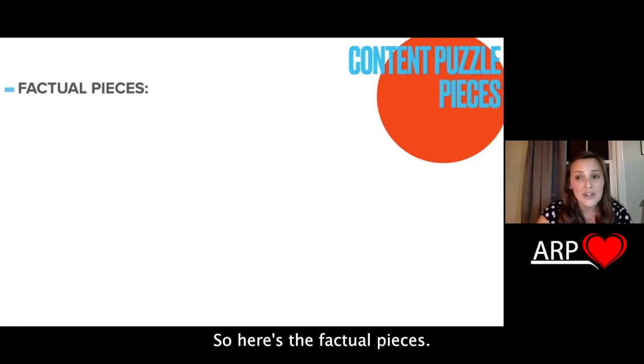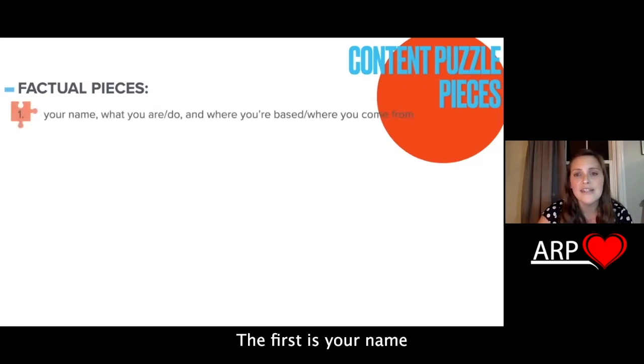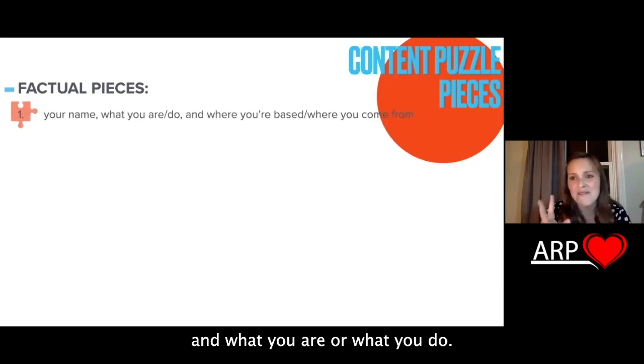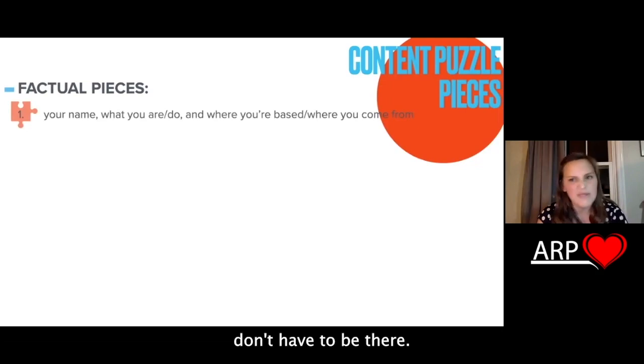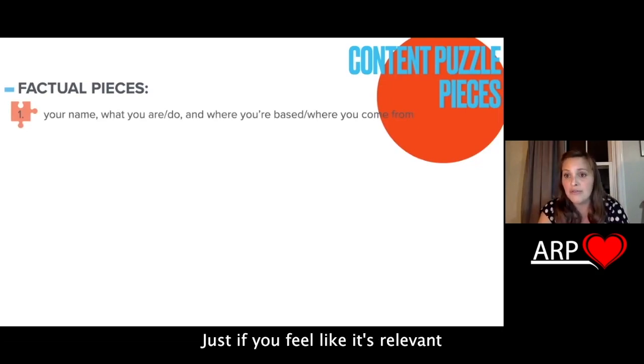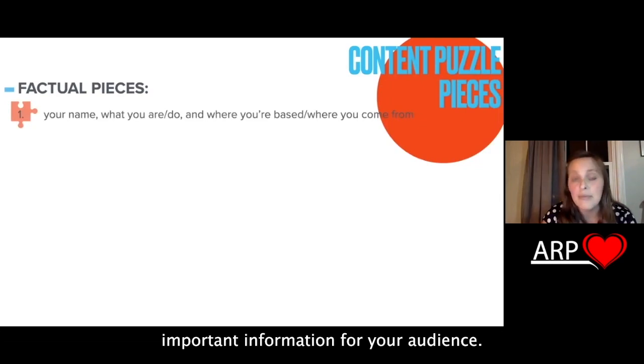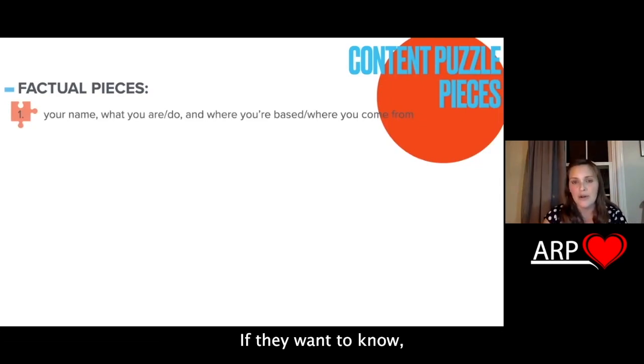So here's the factual pieces. The first is your name and what you are or what you do. Those 2 pieces absolutely need to be in a bio. Those are 100% have to be there. But where you're based and where you come from don't have to be there. Just if you feel like it's relevant to what you do and it's important information for your audience. If they want to know what city you're based in, then that should be there.